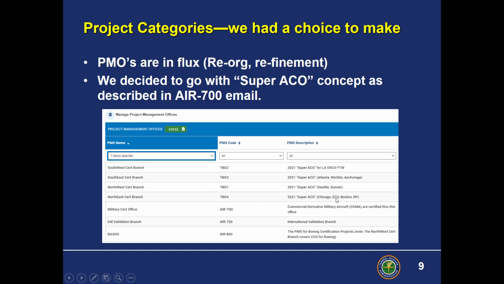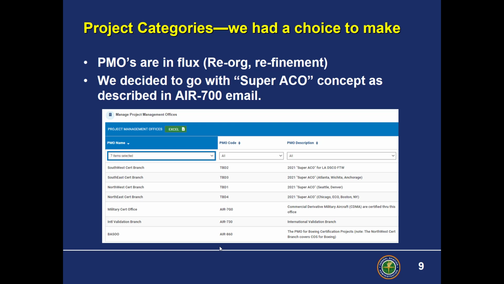Southeast is Chicago, the Engine CERT office, Boston, and New York. The Military CERT office, we're pretty familiar with that. The International Validation branch used to be split between the standard staffs, but it's now one office, Air 730, that was recently stood up. And they handle all the validations coming in. And then the BASU, which is basically the ACO for Boeing projects. So these are the PMOs as it currently exists in the NFTDB.